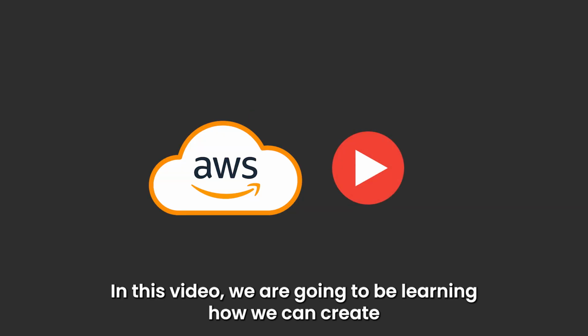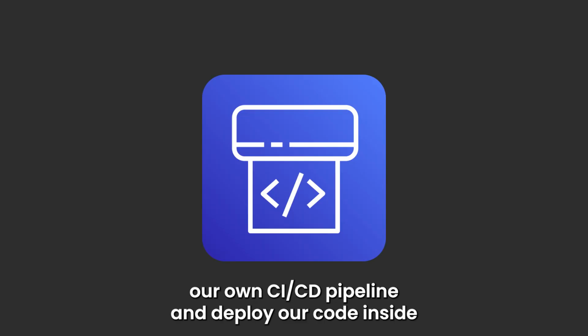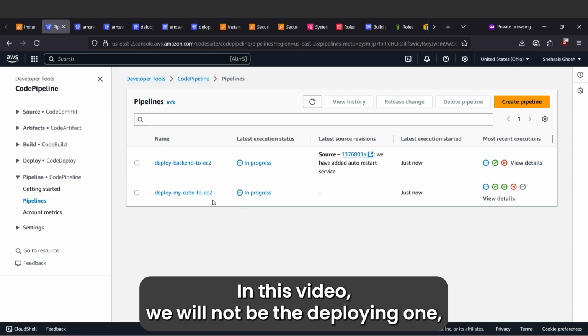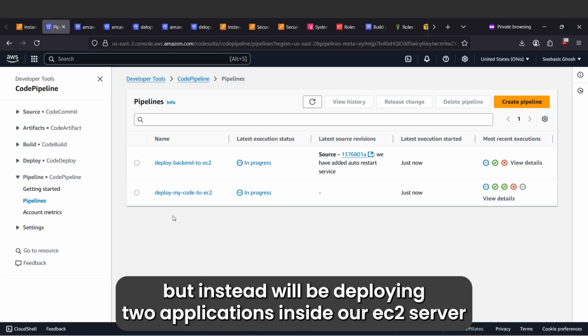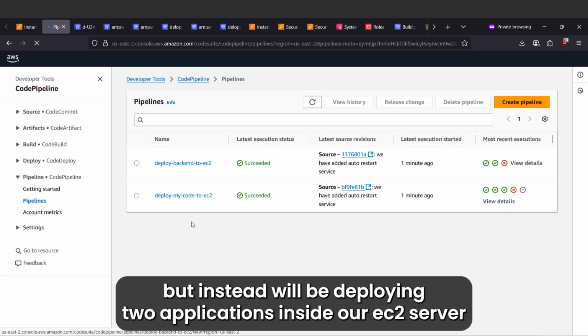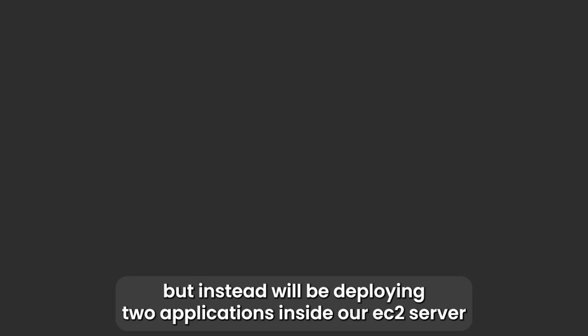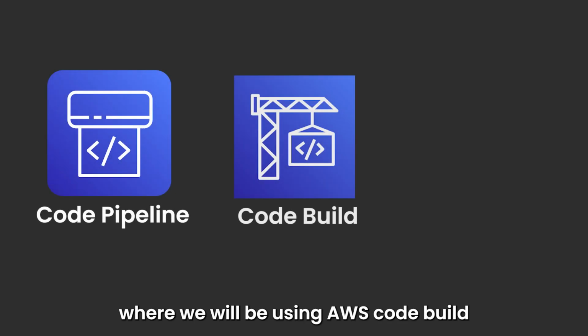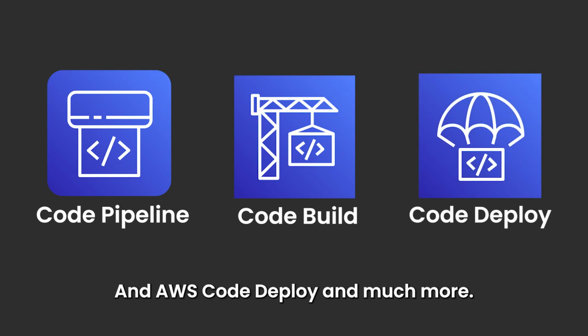In this video, we are going to be learning how we can create our own CI/CD pipeline and deploy our code inside Amazon EC2. In this video, we will not be deploying one, but instead we'll be deploying two applications inside our EC2 server, and all those things will be done using Code Pipeline, where we'll be using AWS Code Build, AWS Code Deploy, and much more.